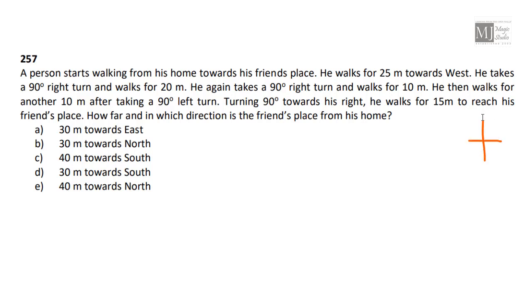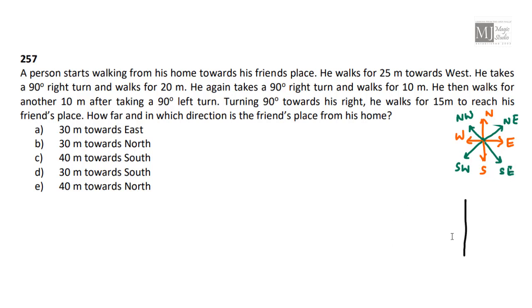There are 4 basic directions: north, south, east and west. Then we have cardinal direction, 45° anti-clockwise northeast, then 135° northwest. If we go in south, it is southwest, and this is southeast.